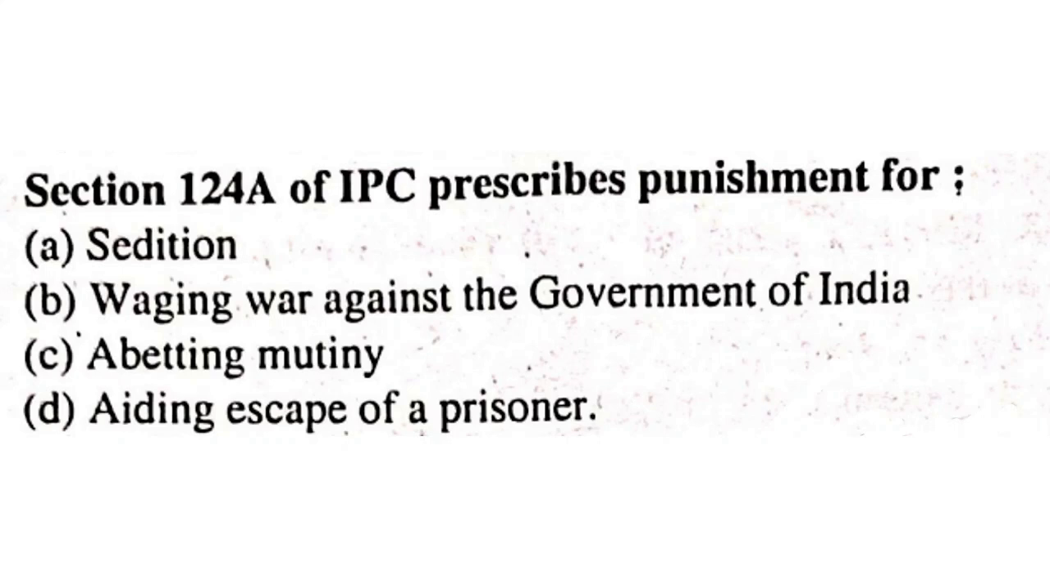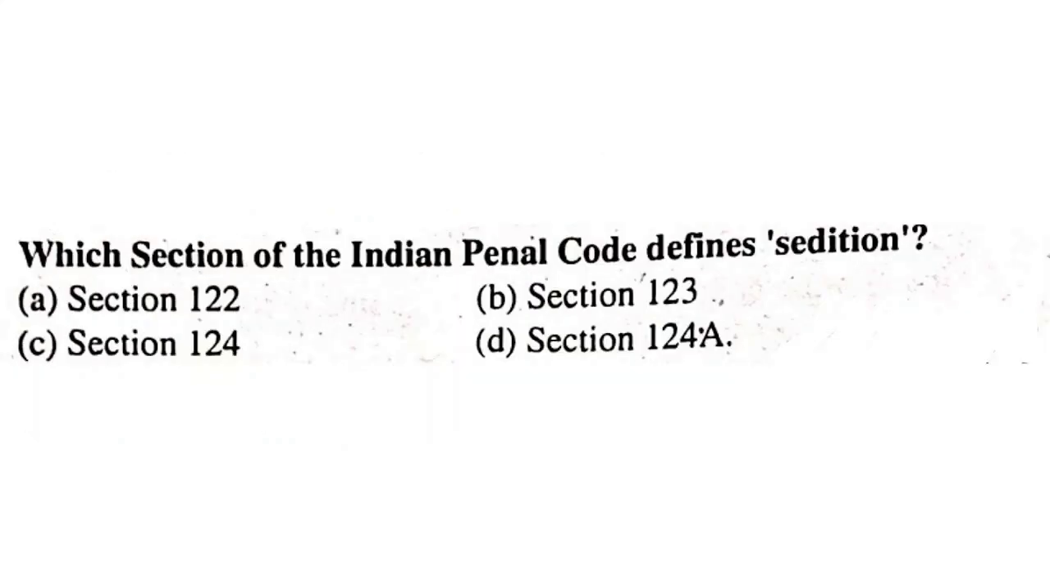Section 124A of IPC prescribes punishment for sedition. It is sedition. Which section of the Indian Penal Code defines sedition? Section 122, no. Section 123, no. Section 124, it is also no. Section 124A. Section 124A defines sedition and it prescribes the punishment for sedition.